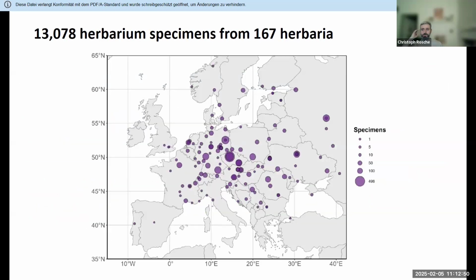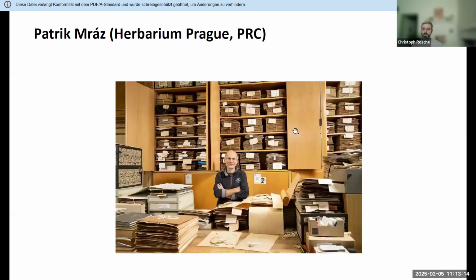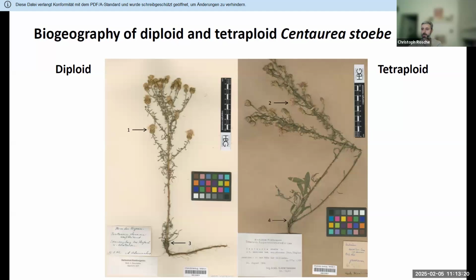So what we did, we revised more than 13,000 European herbarium specimens of diploids and tetraploids from 167 herbaria. The purple dots here are the herbaria, and the size indicates the number of specimens investigated. This was quite tedious work because the two cytotypes are really hard to distinguish. And this huge amount of work was done by this guy. The senior author of the paper, Patrick Marzi, is an incredible taxonomist.